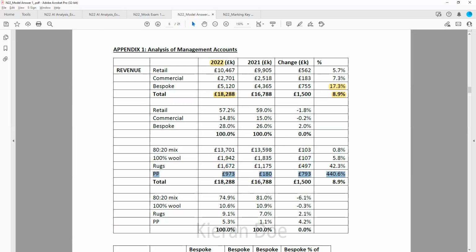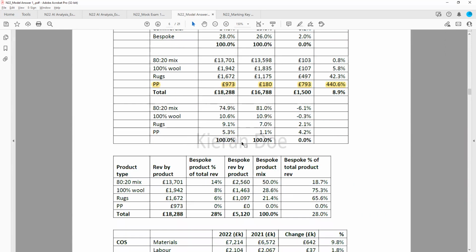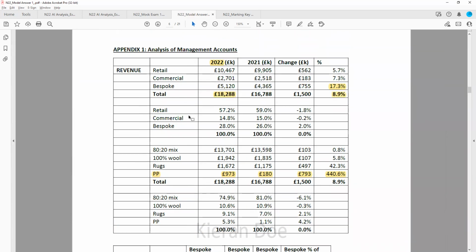Obviously, PP looks as though it's had a great year, but it's a new product, so it's starting from a really low base. They only had one quarter in the previous year, so that needs to be taken with caution before you say it's been exceptional growth. Obviously, there was a target, so we could compare it to that, and then again, you could look at mix by product type as well. And then there is some more analysis we can do in bespoke, but you might decide to come to that when we write up our bespoke section.